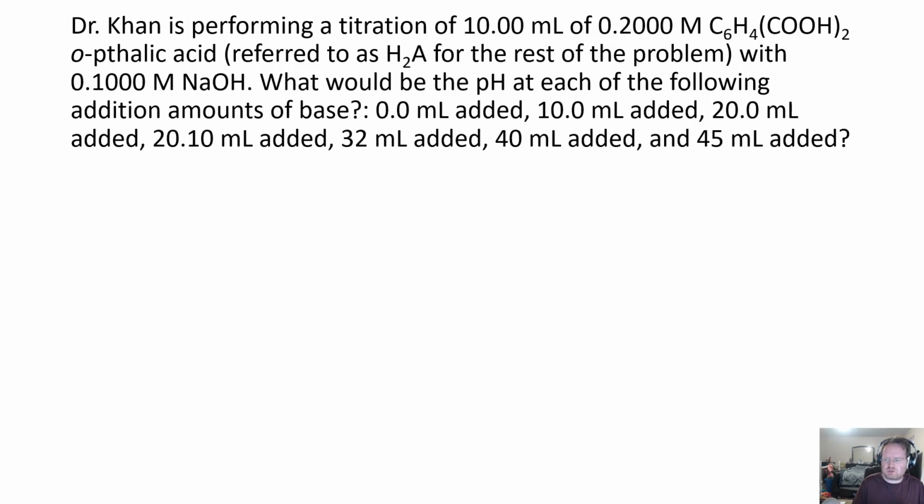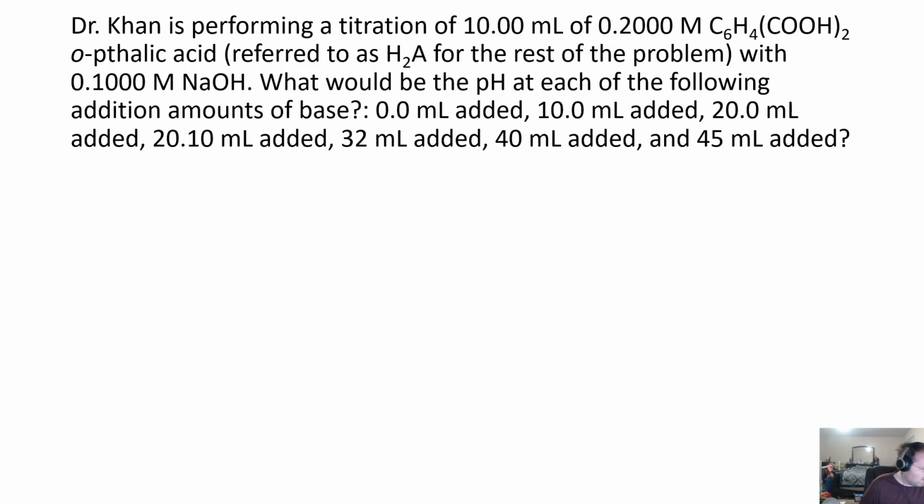We're right past the first equivalence point, which means that HA minus is the predominant species, but there's a little bit of A2 minus. But that little bit of A2 minus is unlikely to remain constant because we're so close to equivalence. So we can't use the Henderson-Hasselbalch equation. So let's look at how we would solve this.